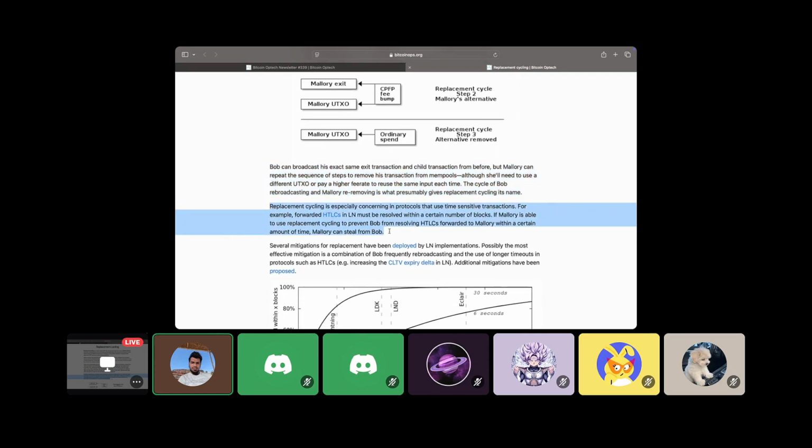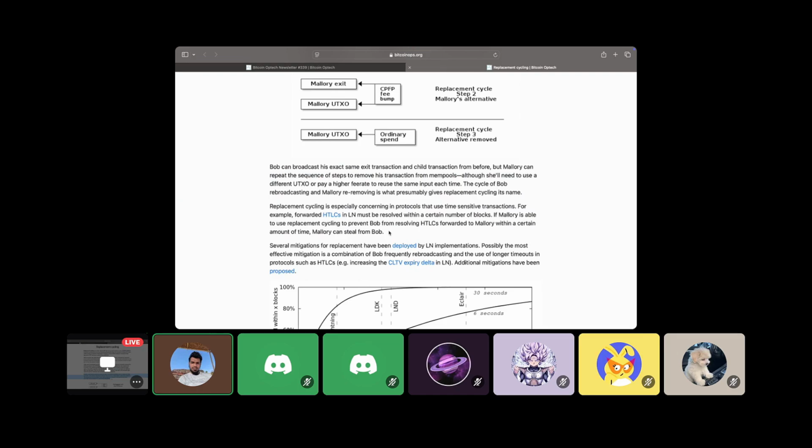Replacement cycling is especially concerning in protocols that use time-sensitive transactions. For example, forwarded HTLCs in LN must be resolved within a certain number of blocks. If Mallory is able to use replacement cycling to prevent Bob from resolving HTLCs forwarded to Mallory within a certain amount of time, Mallory can steal from Bob, right? So this is the point that most pre-signed transactions, especially in our example of the Lightning Network, come with a time lock.